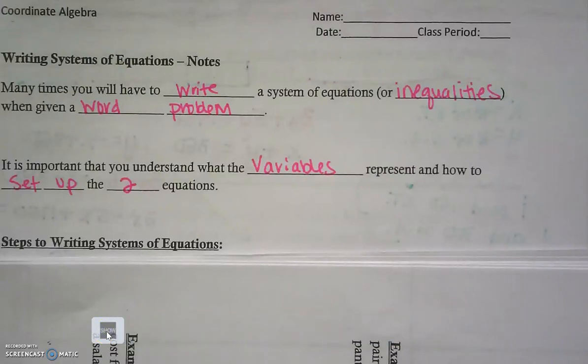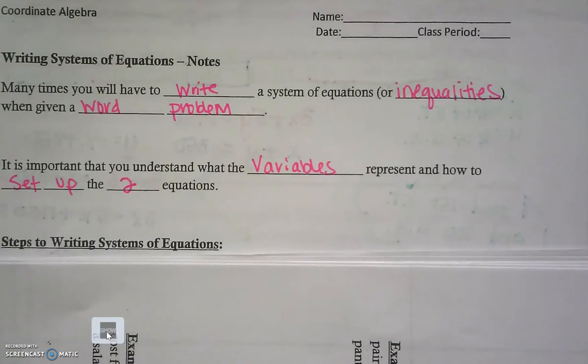Alright, so we've practiced how to find the solution of a system of equations by graphing it. We've practiced finding that solution by substitution and elimination. So now we need to be able to write these systems from word problems. Many times you're going to be asked to write a system of equations or inequalities when given a word problem. Okay, it's important to understand what the variables represent and how to set up the two equations.